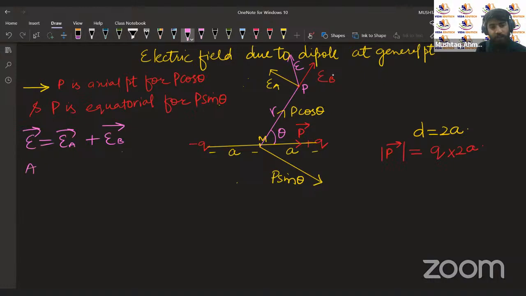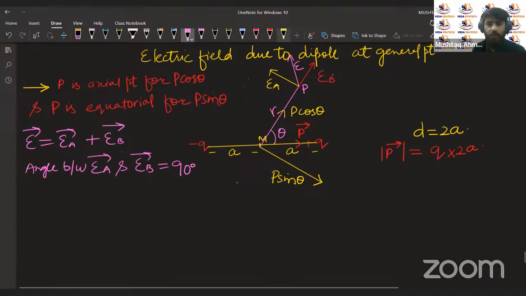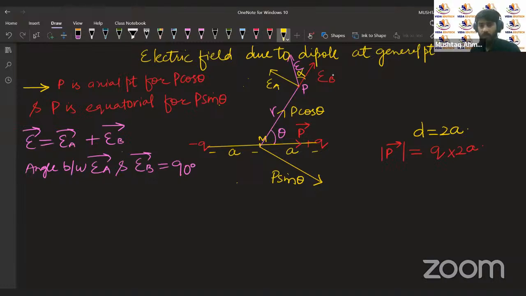So the angle between the EA vector and the EB vector is equal to 90 degrees, right? You can see clearly that the EA vector and EB vector are inclined at an angle of 90 degrees with each other. So let's suppose that angle alpha is made by the resultant electric field vector with the EB vector, right? This will give us the direction of the resultant electric field vector.